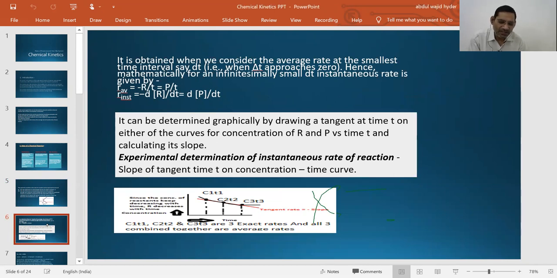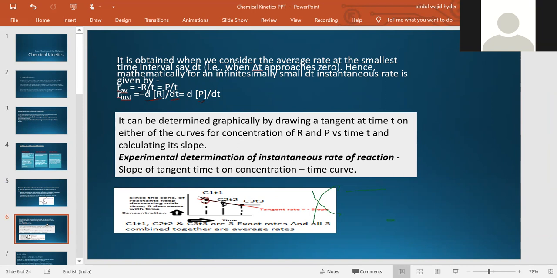Now, rate of reaction can be expressed like this, dx upon dt, where dx is the change in concentration of the material and dt is the time taken. In case of reactant it will always be minus, and in case of product it will always be plus. So you can see this is one exact rate of reaction, another exact rate of reaction; this is concentration and this is time. At this point of time this is one concentration, this is another concentration, this is a third concentration. So these are three different exact rates of reactions.